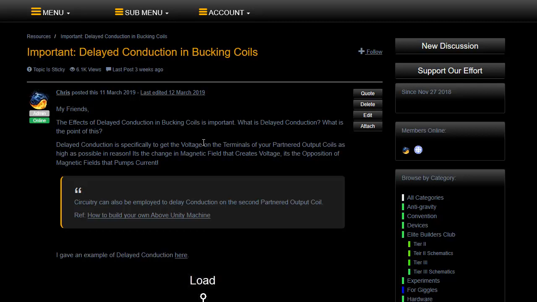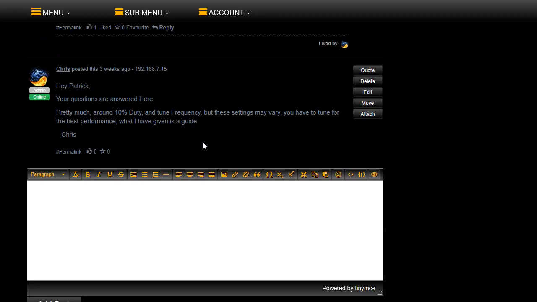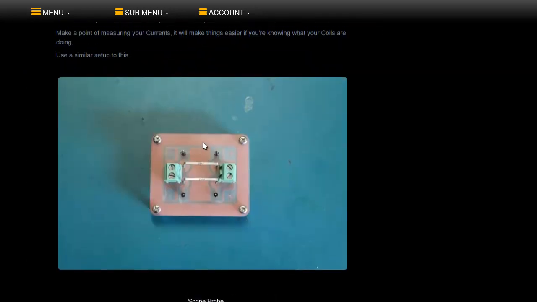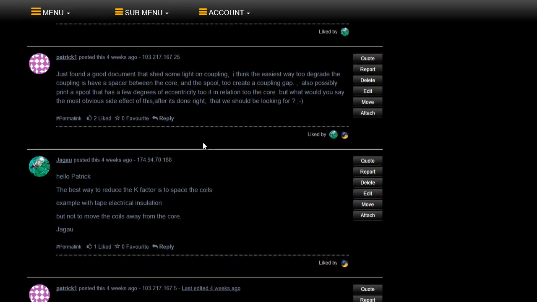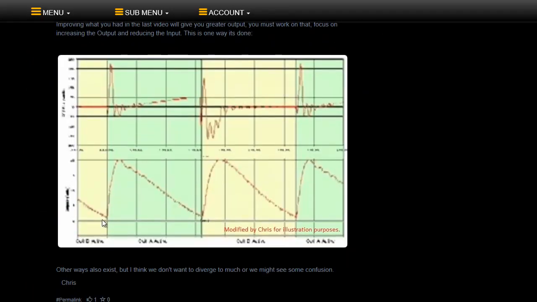Okay, so what we're seeing is the magnetic fields change very, very much faster. We're seeing an increase from zero up to peak magnetic field. Now this is when the two partnered output coils are bucking, and they're bucking at a resonance rate, 180 degrees out of phase at resonance, magnetic resonance.